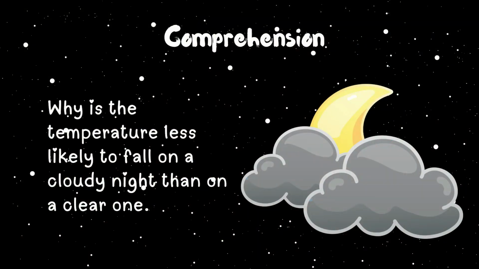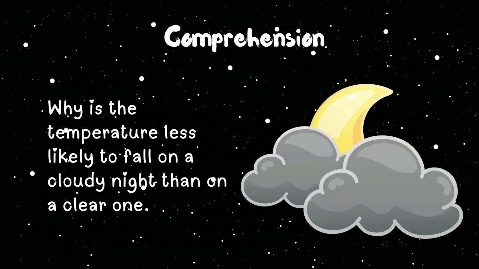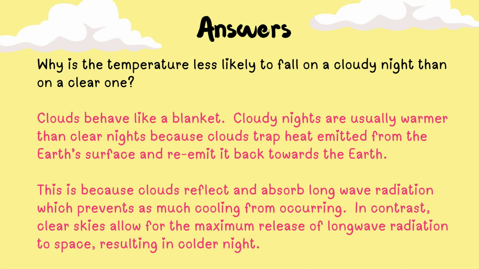Why is the temperature less likely to fall on a cloudy night than on a clear one? Clouds behave like a blanket. Cloudy nights are usually warmer than clear nights because clouds trap heat emitted from the Earth's surface and re-emit it back towards the Earth. This is because clouds reflect and absorb long-wave radiation, which prevents too much cooling from occurring. In contrast, clear skies allow for the maximum release of long-wave radiation to space, resulting in colder nights.